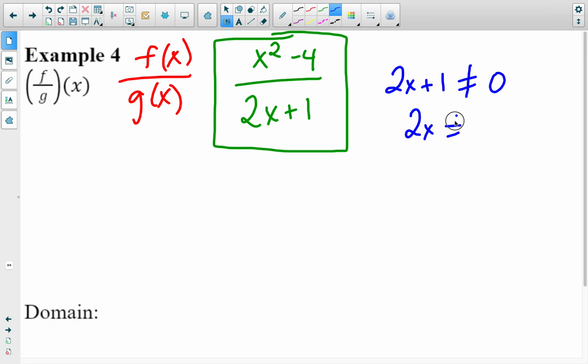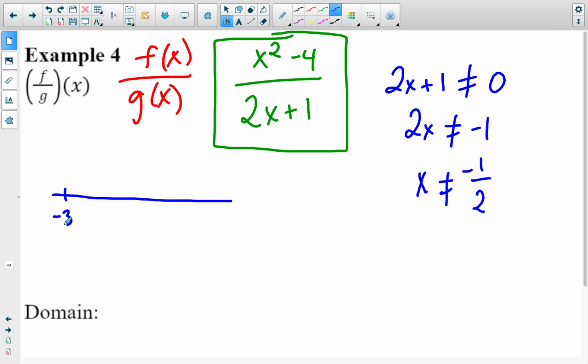So if we solve this just like we would a linear equation, we'll end up seeing x cannot be equal to negative 1/2. So we can plug in any other number for x here except for negative 1/2. So here's how we're going to represent that in interval notation. We want to think about our number line: negative 3, negative 2, negative 1, 1, 2, and 3. Number lines go on forever. Let's put some arrows there.